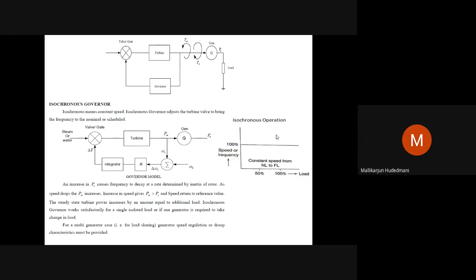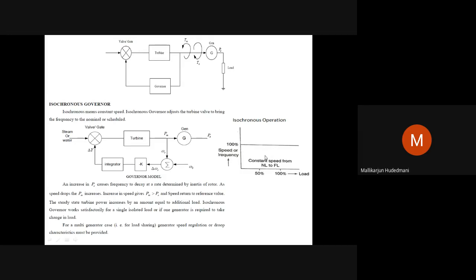In that mode of multi-machine parallel operation, isochronous operation is not possible, not helpful. In that regard, only for an individual generator, an individual unit connected to a load, isochronous operation is possible. That's the first meaning of isochronous operation. And isochronous operation means irrespective of the load on the generator, the output or speed is always a constant.